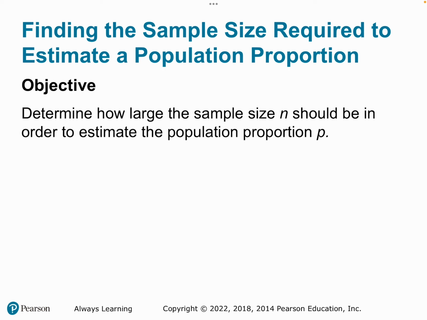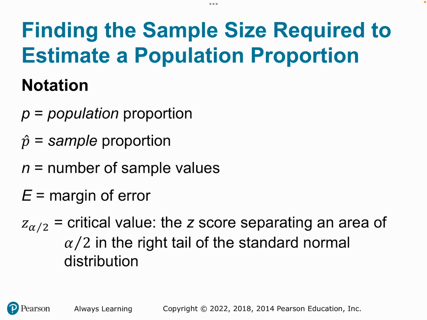So we're going to look at how large the sample size n should be in order to estimate the population proportion p. Here is a review of the notation that we've been using so far. P is the population proportion, which is unknown. P hat is our sample proportion, which comes from sample data. N is the total number of values in our sample. Capital E stands for the margin of error. That's the distance between the center of a confidence interval and each one of the two limits. And finally, our z-score is our critical value, which is used to build the margin of error.